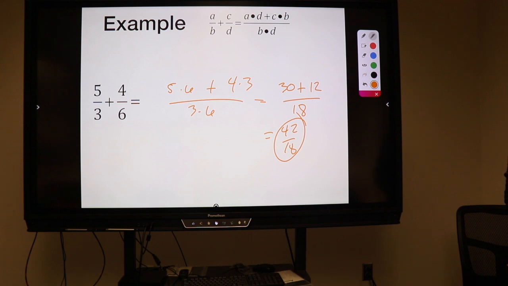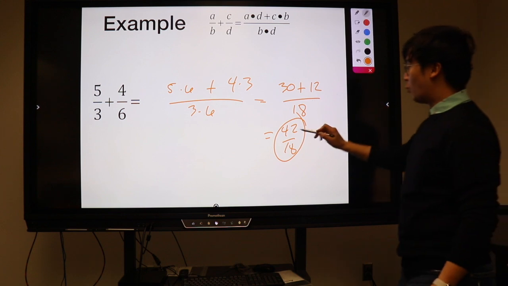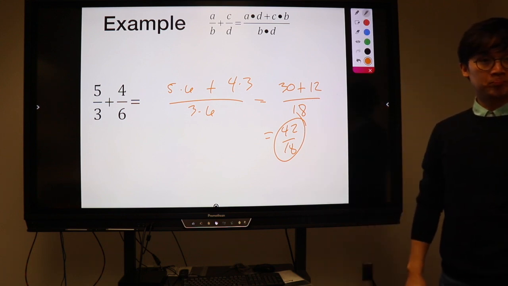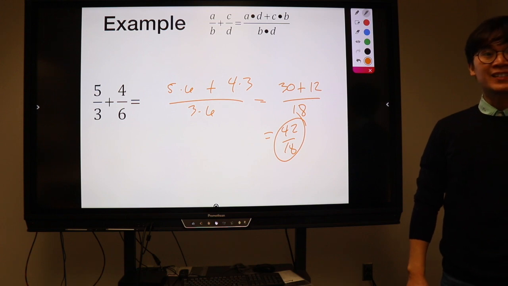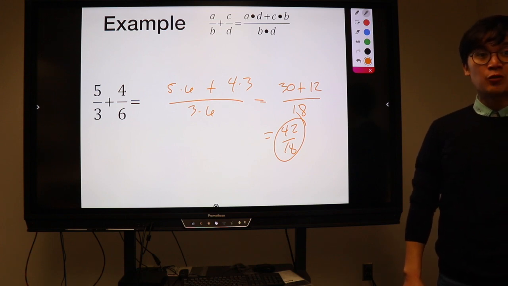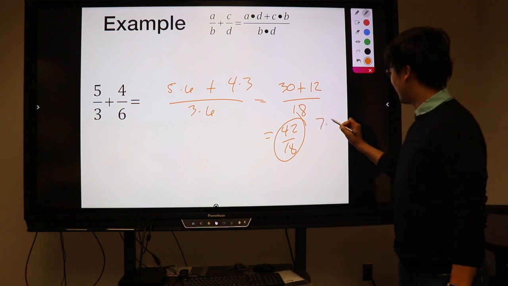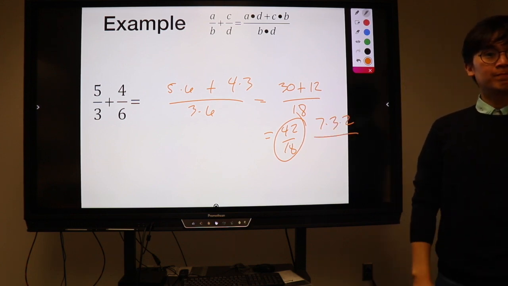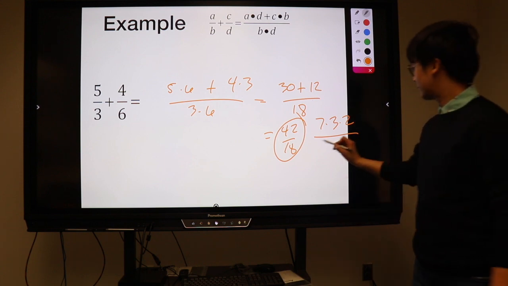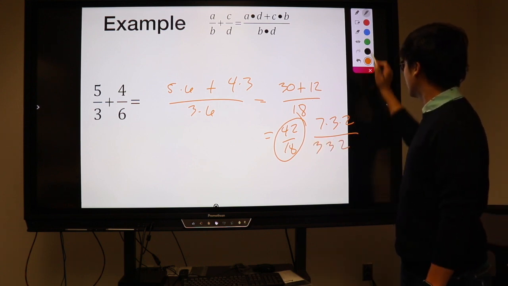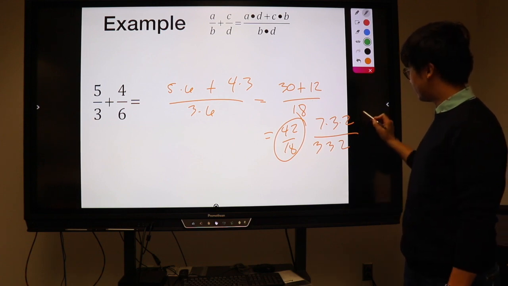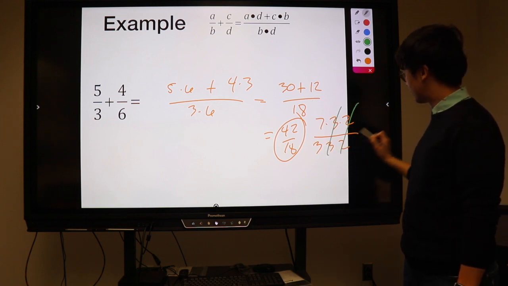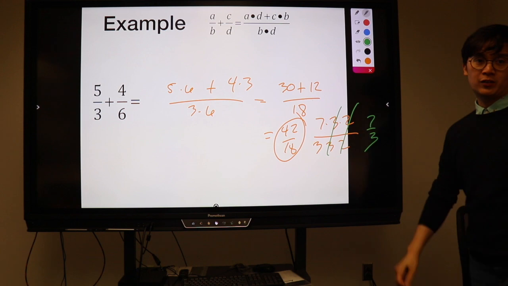Let's simplify it. Let's see if we can simplify this. What are the prime factors of 42? 7 and 6, right? But 6 can be broken into 3 and 2. 7, 3, 2. 18 is 9 and 2, which is 3, 3 and 2. Is there anything we can cancel? Yes. So 3. 7 over 3. So the answer is 7 over 3.